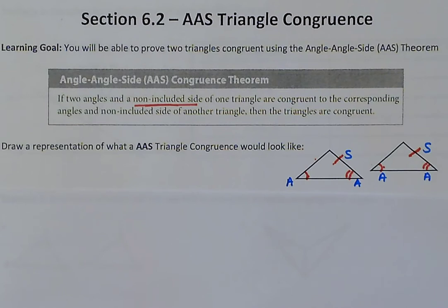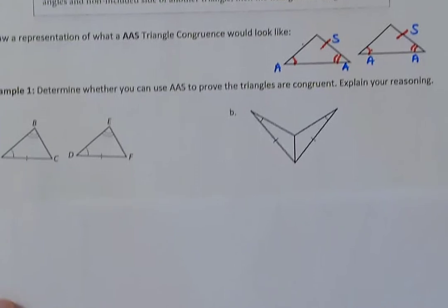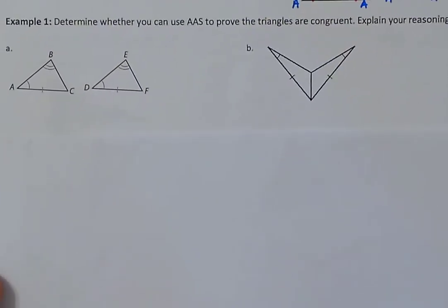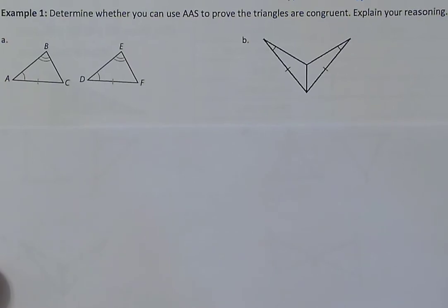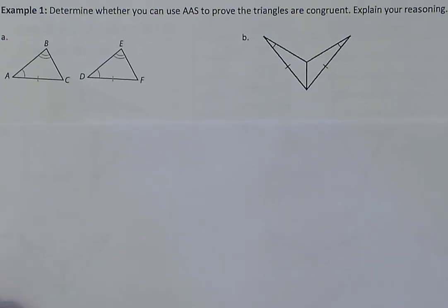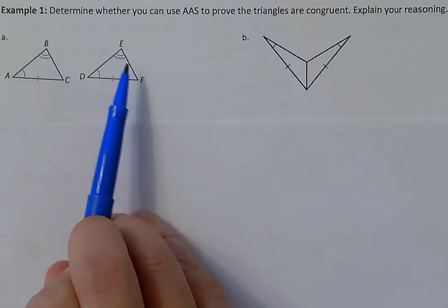Okay, so with that said, let's go ahead and jump into example 1, which is going to ask us to determine whether or not we can use angle, angle, side to prove the triangles are congruent, and then explain our reasoning. All right. So for example 1, part A, we have triangles ABC and triangle DEF.